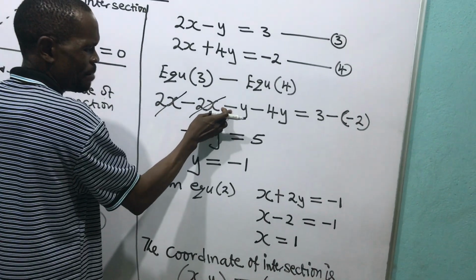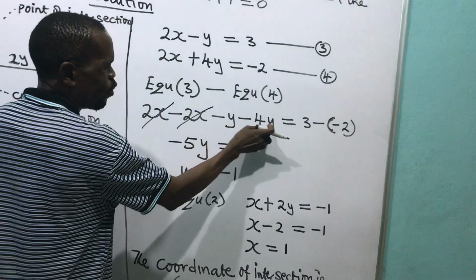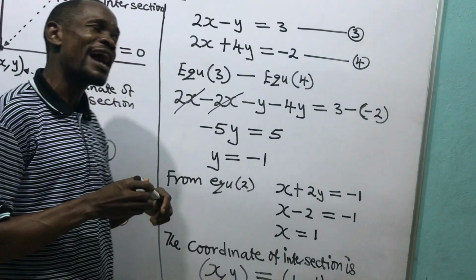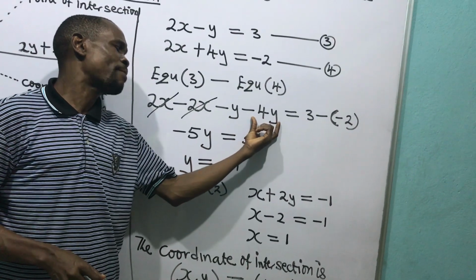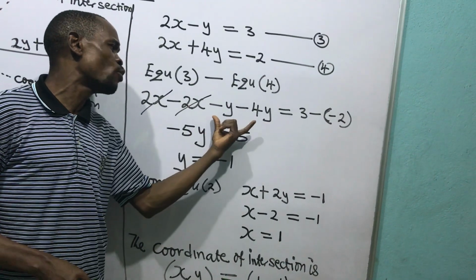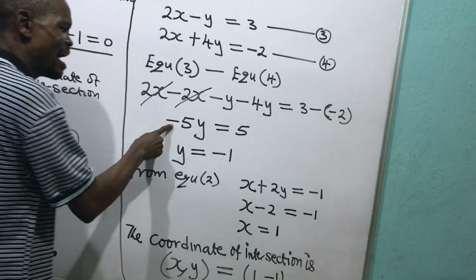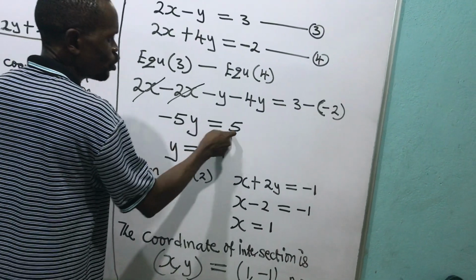Then what will happen here? Minus y minus 4y will give me what? 5y. That means I'm owing somebody y, and I'm owing another person 4y. Total of what I'm owing is what? 5y. And I have minus 5y equals to what?